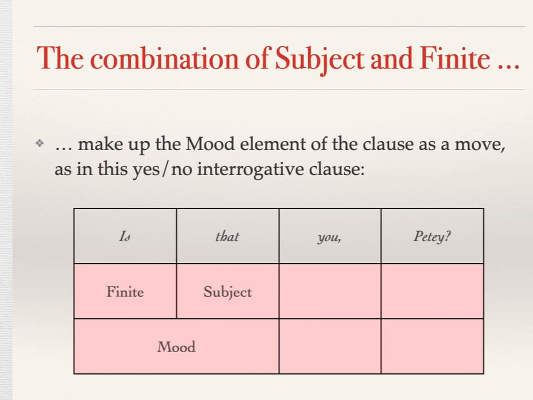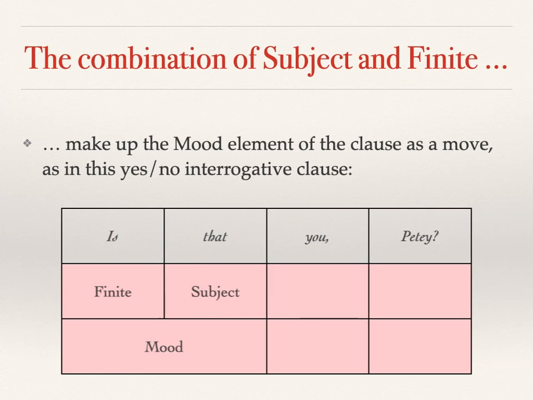And in fact, these two, subject and finite, bond as a combination and they make up the mood element of the clause as a move. As in this yes-no interrogative clause, "Is that you, Petey?" contrasts with "that is you, Petey." So we recognize that the finite and subject function together as a mood element. And interestingly, while there is not much left in modern English of concord or agreement, when we have it, it is precisely within the mood element.